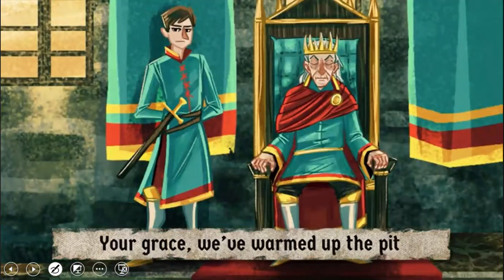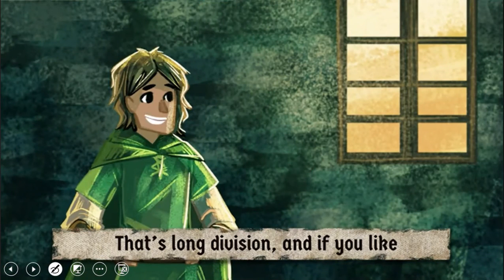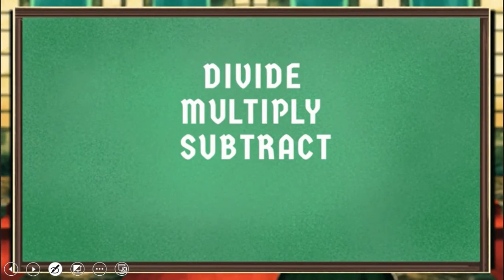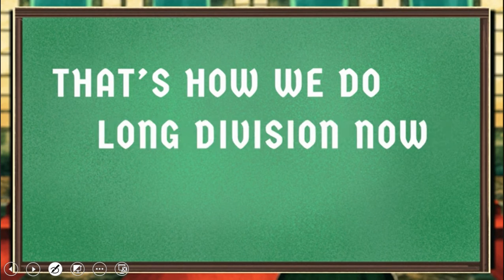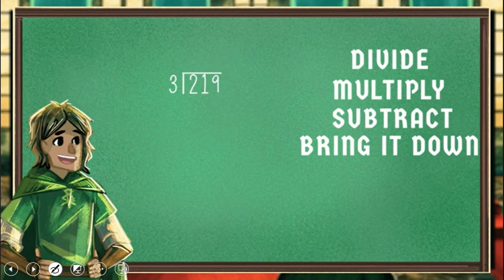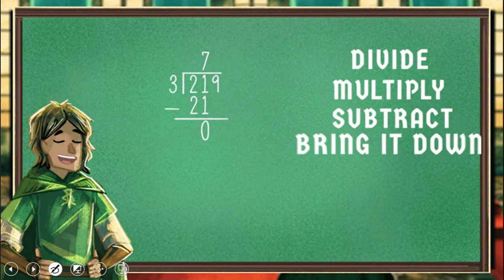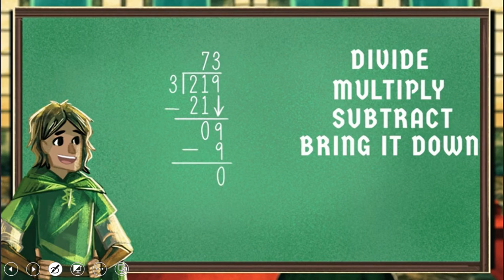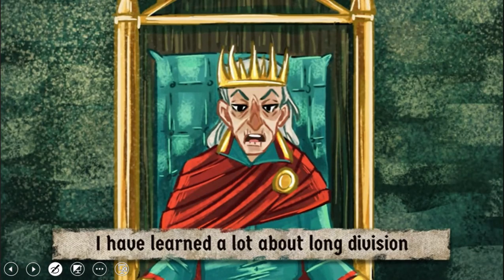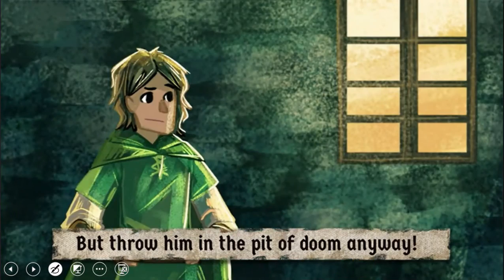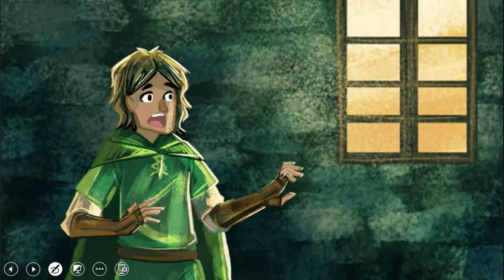Your Grace, we formed up the bid. And that's long division, and if you like, you can join us in the forest every Friday night. Divide, multiply, subtract, and bring it down. That's how we do long division now. I have learned a lot about long division, but throw him in the pit of doom anyway.